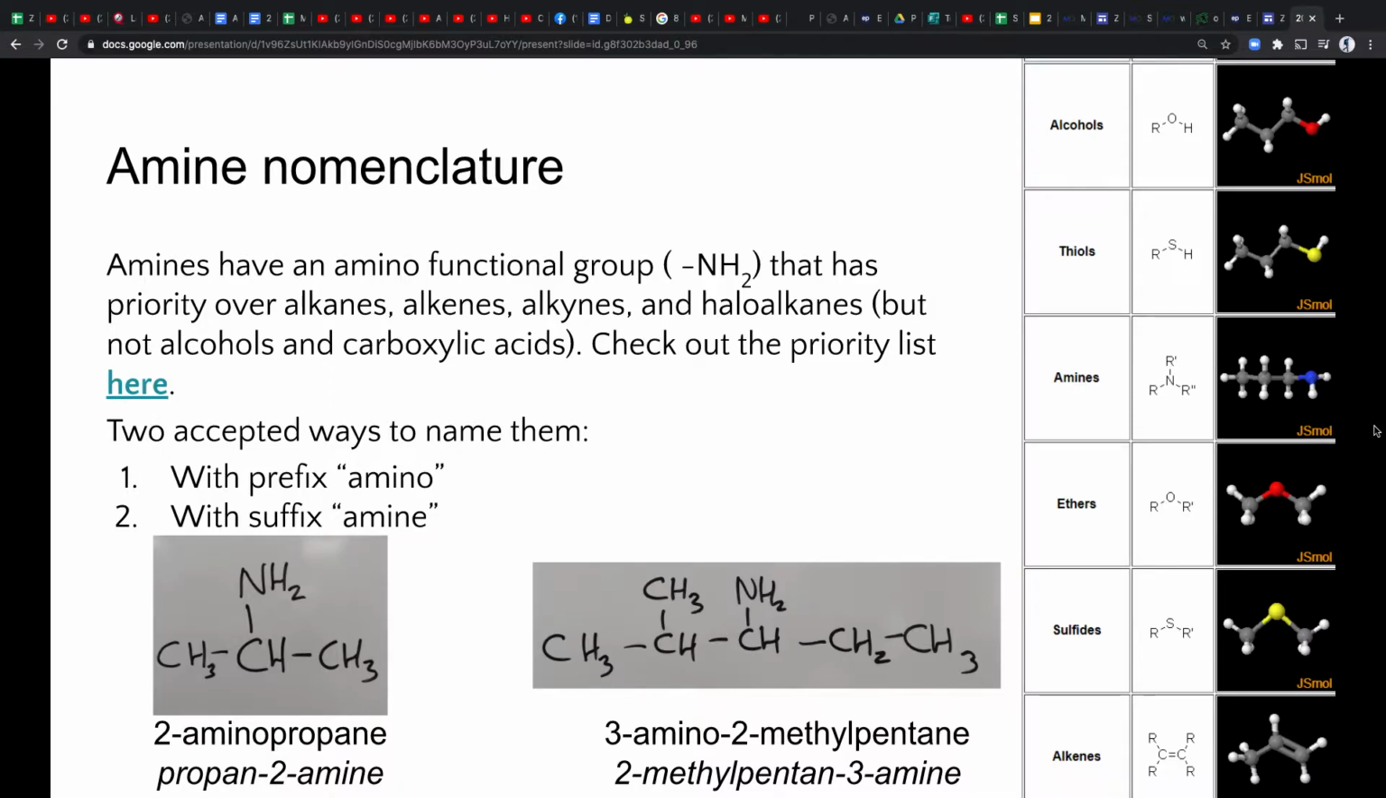Do you have any opinions on which ones you prefer? No, they both seem valid. You could use either or, but I like the prefix amino, it just sticks with the alphabetical system we know, right?